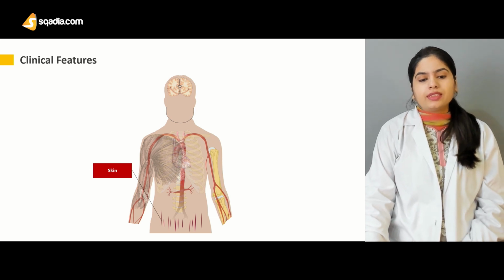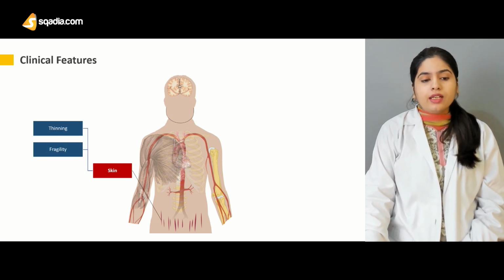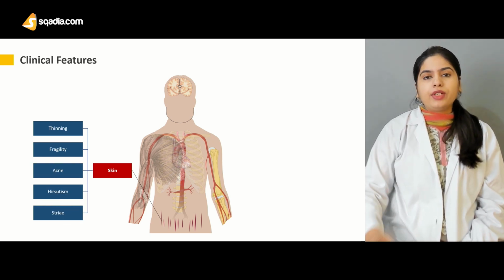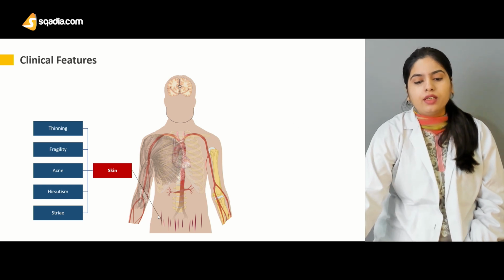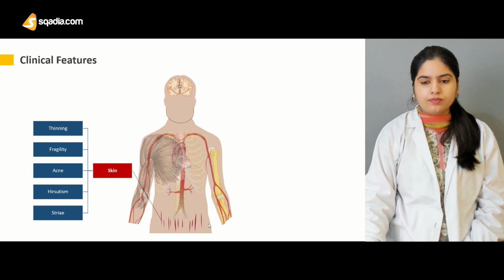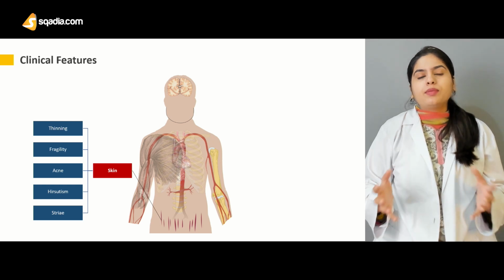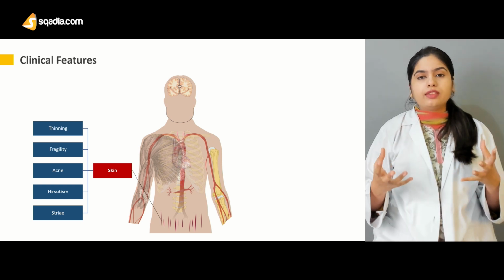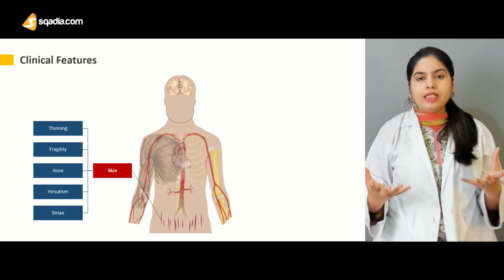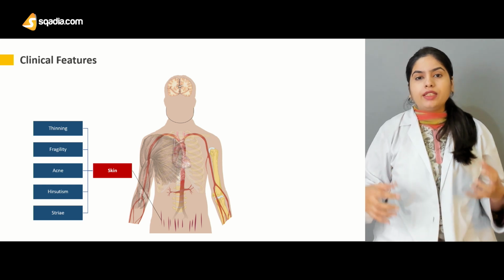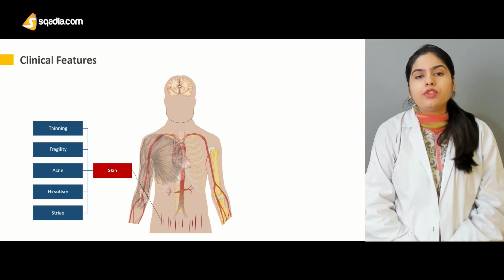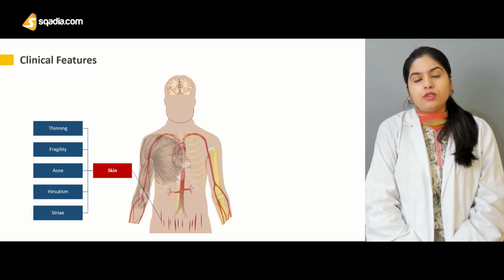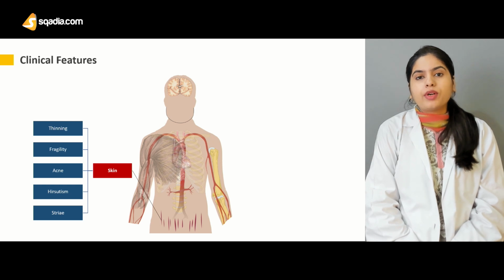Moreover, if we talk about the skin, there can be thinning of the skin, fragility, and acne can be seen, hirsutism can be there, and striae can be present, as you can appreciate here. So these are some symptoms that can be seen in the patient. The prominent ones are the moon face, the Cushingoid appearance, fatigue, depressive symptoms, and weight gain. These are the most prominent features that you can notice in the patient, and you can conclude that he or she is suffering from Cushing syndrome or hypercortisolism.